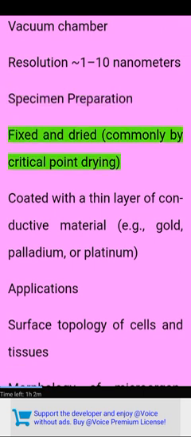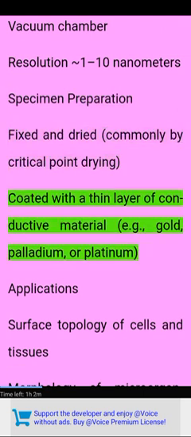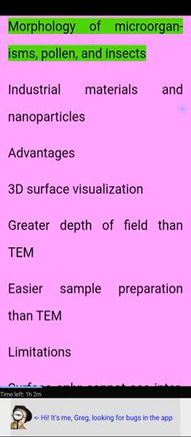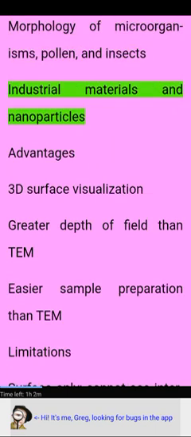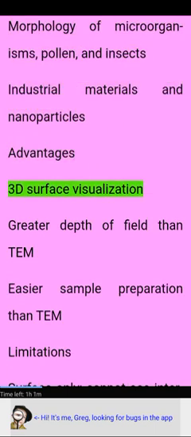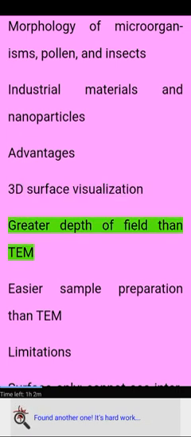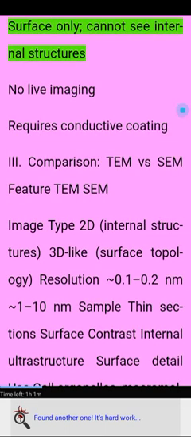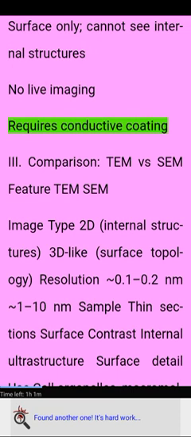Specimen preparation: fixed and dried, commonly by critical point drying. Coated with a thin layer of conductive material, e.g., gold, palladium, or platinum. Applications: surface topology of cells and tissues. Morphology of microorganisms, pollen, and insects. Industrial materials and nanoparticles. Advantages: 3D surface visualization, greater depth of field than TEM, easier sample preparation than TEM. Limitations: surface only, cannot see internal structures. No live imaging. Requires conductive coating.